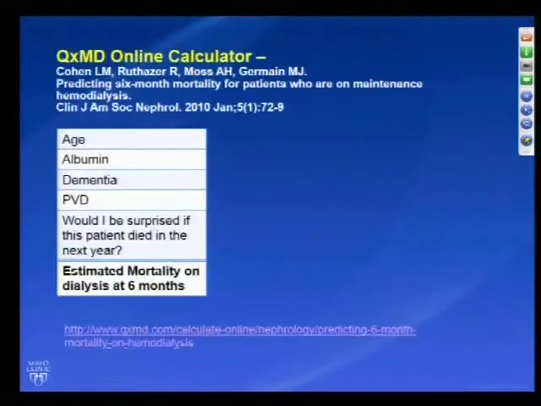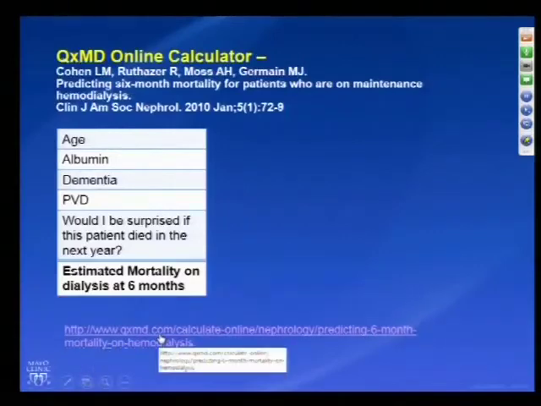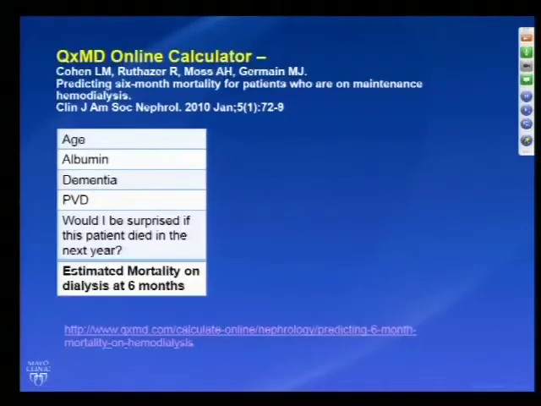Now there is another tool, and some of you might be familiar with it. I use this app quite often, the QxMD online calculator, and they have one for the 6 months mortality of patients who are on dialysis. This is maybe a simpler way to use it, and I put the link here. You can go online and use it in the clinic, without needing an app, if you are on a computer. It includes the age, serum albumin, whether they have dementia or not, peripheral vascular disease, and what we call the surprise question. Basically, you ask the physician, would I be surprised if this patient died in the next year? And you answer yes or no. So this is basically the clinical judgment of the physician.